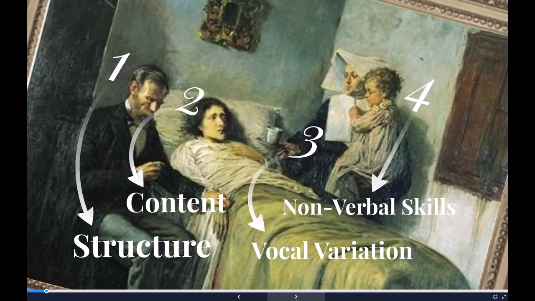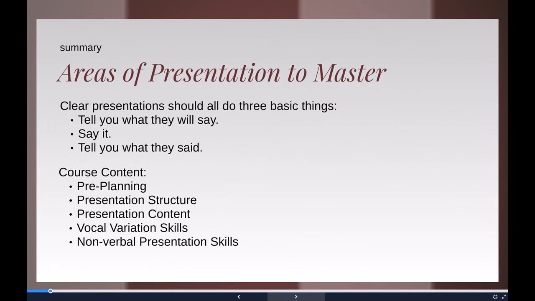All right, I said we're looking at 5 things. Before we talk about any of these, we have to do some good pre-planning. The first thing we're going to look at is pre-planning. Our series of courses is going to talk about these 5 things. For content, nonverbal skills, vocal variation, and pre-planning, we'll just have 1 lecture. For structure, we're going to have a series of courses because we're going to break that down into several different parts.